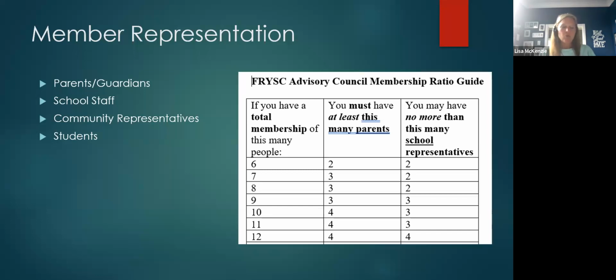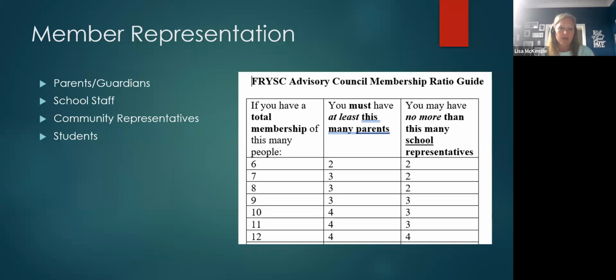So if you struggle with math, we have made it simple. Go to your resources on the Division of Frisk website. In the Advisory Council Toolkit, there is this lovely chart you see on the screen, and it is called the Frisk Advisory Council Membership Ratio Guide. So you can look and say, well, I have 10 members. I know that I need to have at least 4 parents, and I cannot have more than 3 school staff, and that would keep you in compliance.